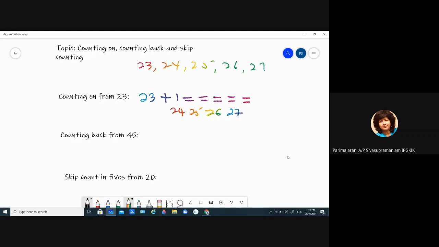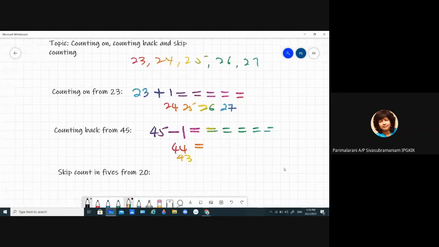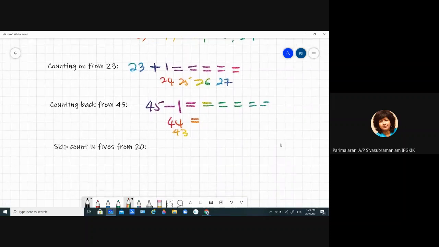So what if you want to count back from 45? How do we do that? 45 minus 1 equals. 45 minus 1 is 44. Then you press equals again, you get 43. So all you have to do is press equals and keep on going. As the child is doing that, they can see the number is going down and they can say the numbers loudly as they press the equal sign: 44, 43, 42, 41.